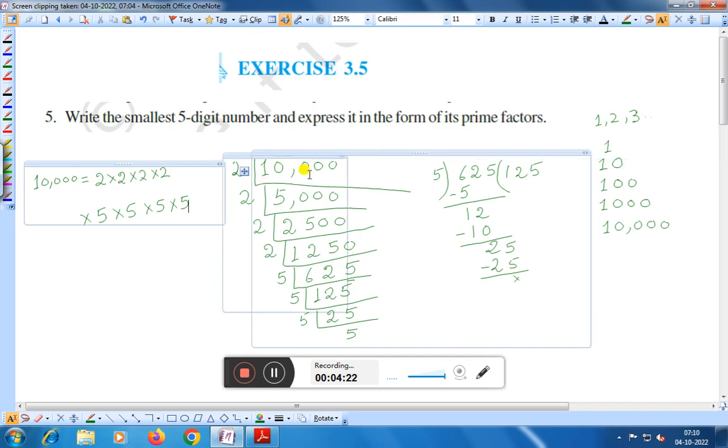Here you see 10,000. We have found out the prime factors. Since the last digit is 0, it is divisible by 2. That is 5,000. Again dividing by 2, we are getting 2,500. Again dividing by 2, we are getting 1,250. Again dividing by 2, we are getting 625. And here you see 625 is divisible by 5. That is 125. And again dividing by 5, we are getting 25. 5 fives are 25. Therefore, 10,000 is equal to 2 into 2 into 2 into 2 into 5 into 5 into 5 into 5. These are the prime factors. This is the solution of question number 5.